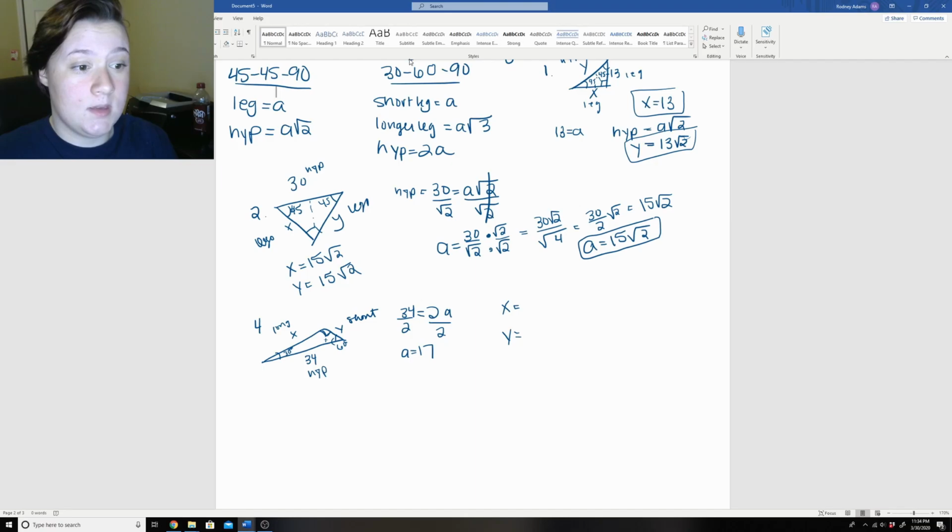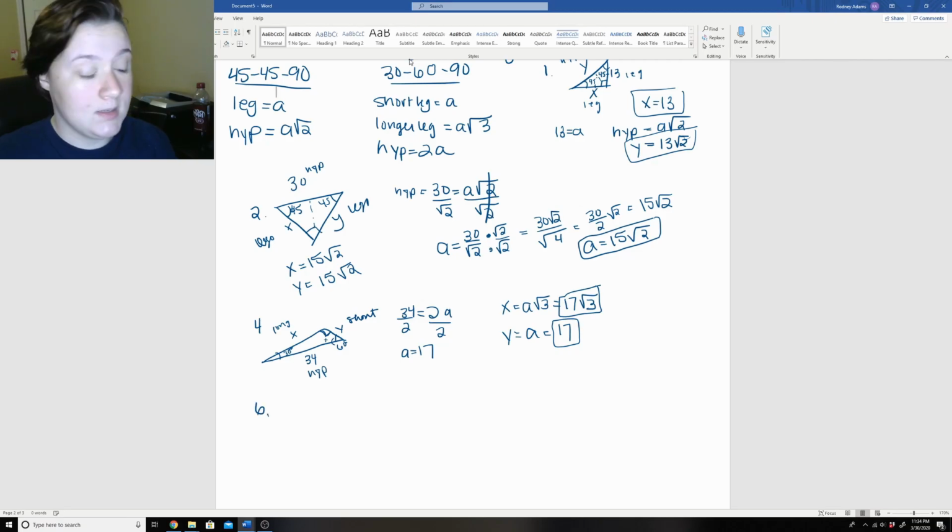So x is the long side, so the longer leg is going to be whatever a is times square root of 3. So a is 17, so we're going to have 17 square root of 3. And that's going to be your answer for that one. If we look for y, it's the shorter leg. That's just going to be equal to a, and a is 17, so y is just going to be 17.